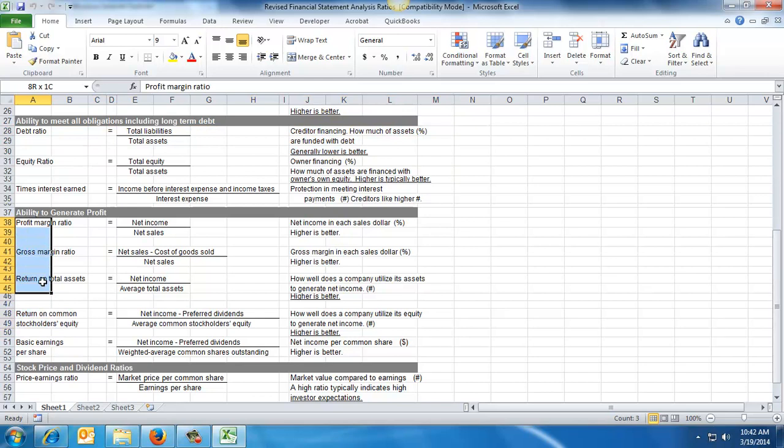These ratios down in this section are going to measure our profitability. One of the most common ones is our profit margin ratio, and this measures our net income divided by our net sales. So this tells us, of every sales dollar we have, what percentage of that do we turn into net income? Obviously, the higher, the better. We could be generating sales but not generating income, which means that we've got too many expenses.